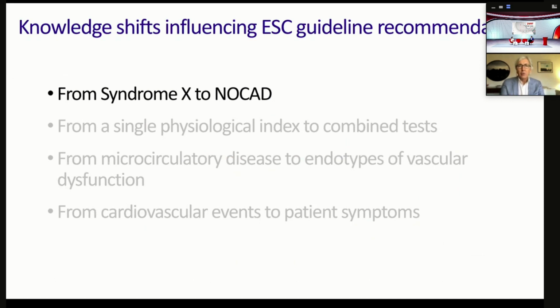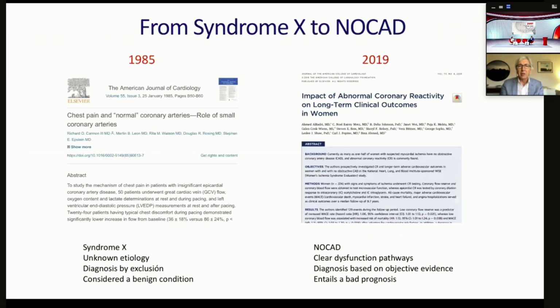What I'm going to try to guide you through over the next 10 minutes is basically the shifts in knowledge that have occurred in this particular field. The first one is moving from the concept of syndrome X, which was created in the 80s to express in a very eloquent way the fact that people were finding normal coronary arteries, but obviously signs of ischemia and symptoms. At that time, because the etiology was unclear, these patients were in a mixed bag. And if you put all these patients in a mixed bag, at the end of the day, you consider this a benign condition.